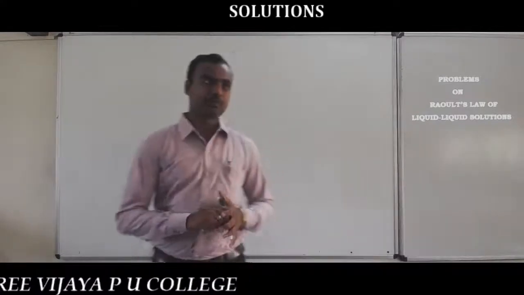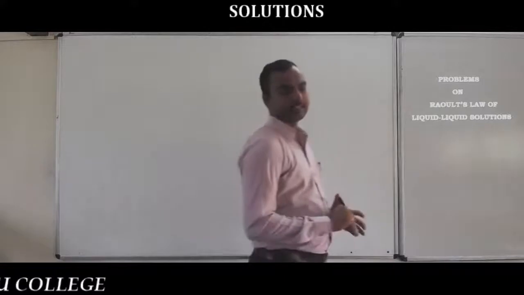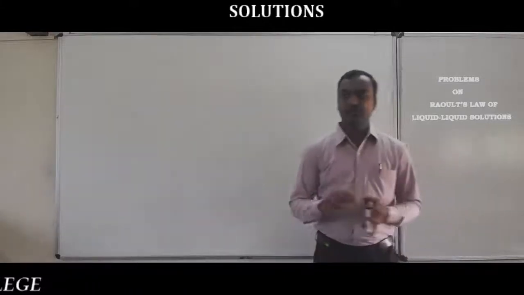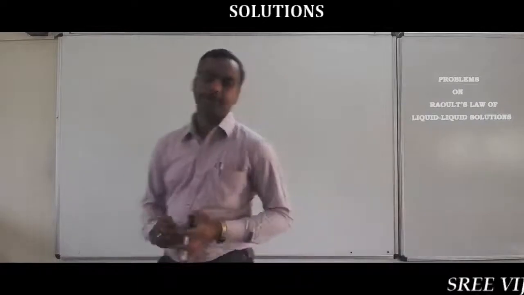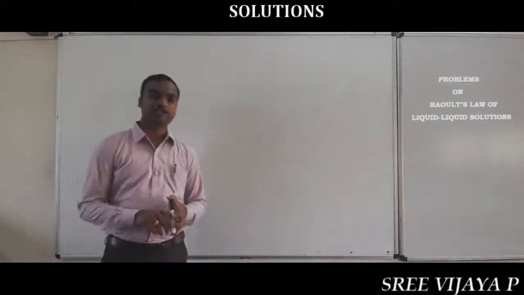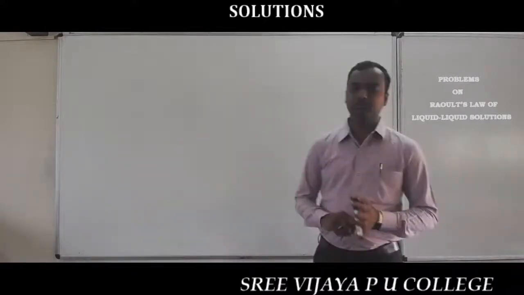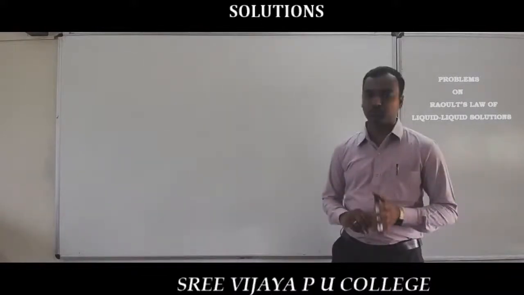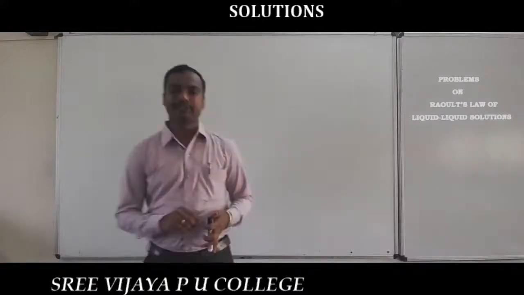The partial pressure of a component is directly proportional to its mole fraction, that is, P is proportional to X. For component 1, P1 is equal to P01 X1. For component 2, P2 is equal to P02 X2. Also, X1 plus X2 is equal to 1, that is, the sum of the mole fractions of all the components in the solution is always equal to 1.